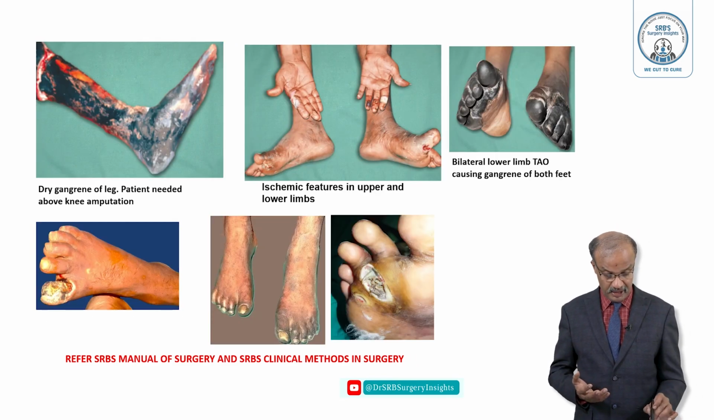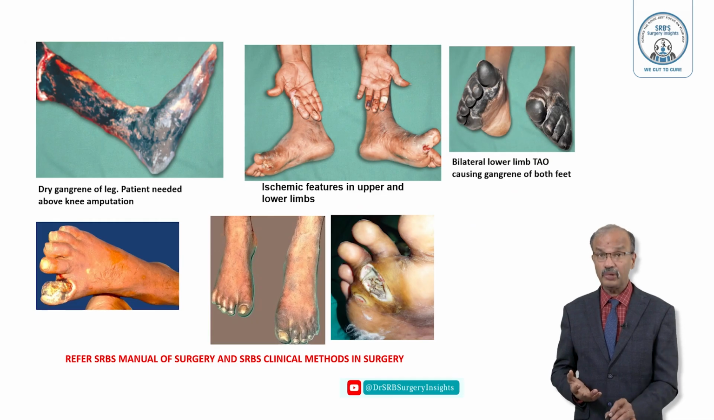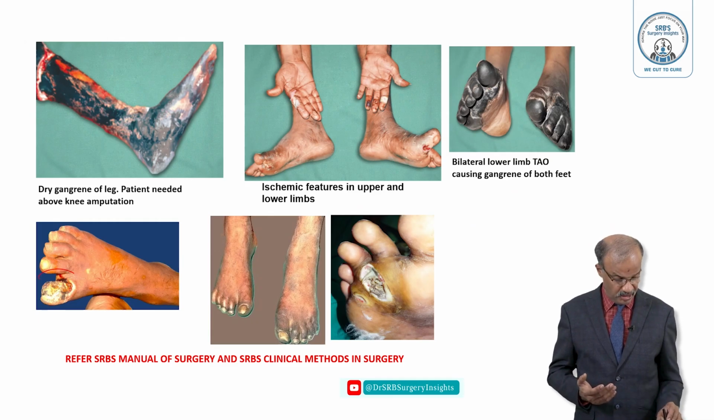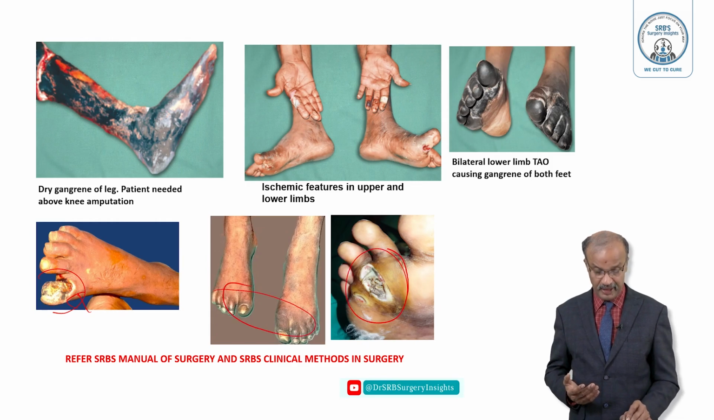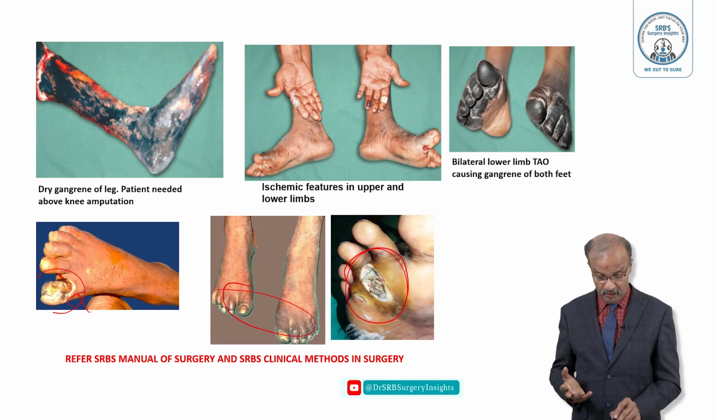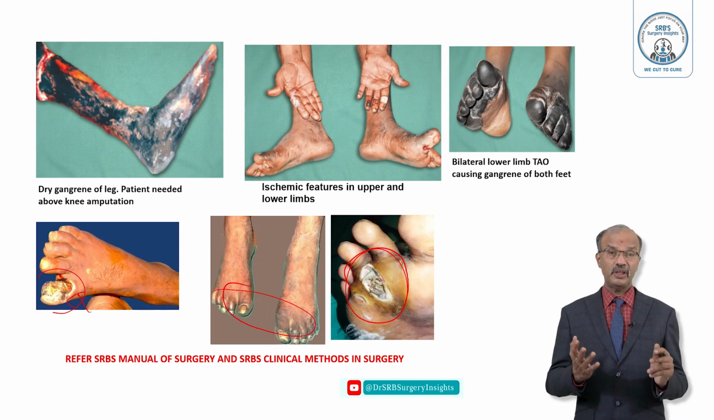Again dry gangrene, where the upper limb and lower limb are involved. Both limbs are involved. See the gangrene with the line of demarcation very clearly. See, ischemic features in both limbs. See the ulceration. So different presentations can occur in these patients. That's what you have to remember.